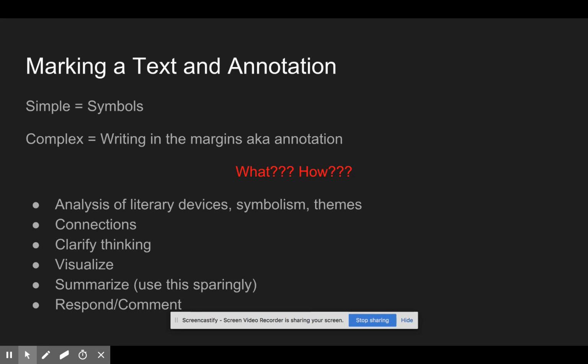So in this case, you want to make connections between texts and even with ideas within texts. You want to clarify your thinking. You want to visualize. You want to summarize, but use this sparingly. You should only be summarizing small amounts. Very rarely will you summarize. And then you want to respond and comment.